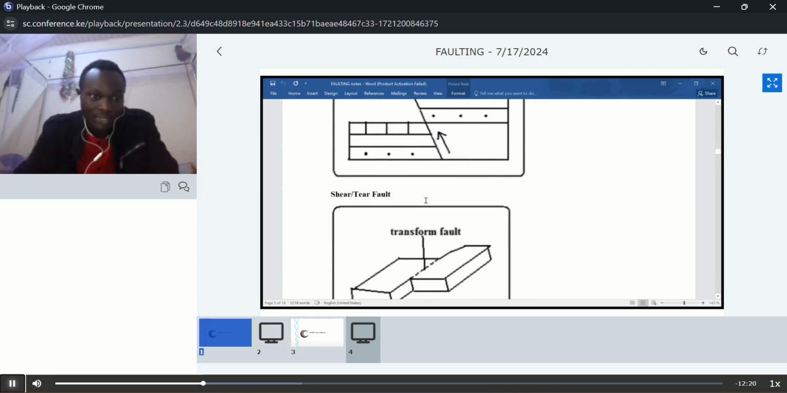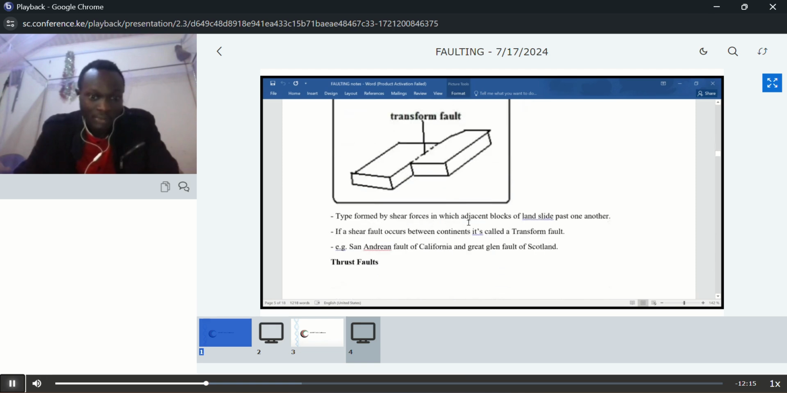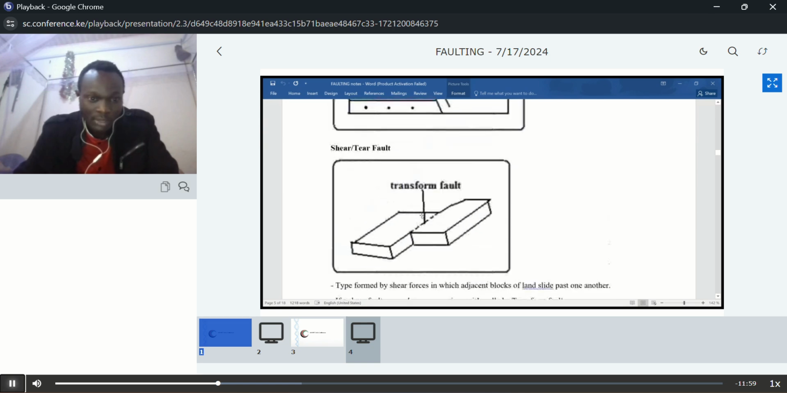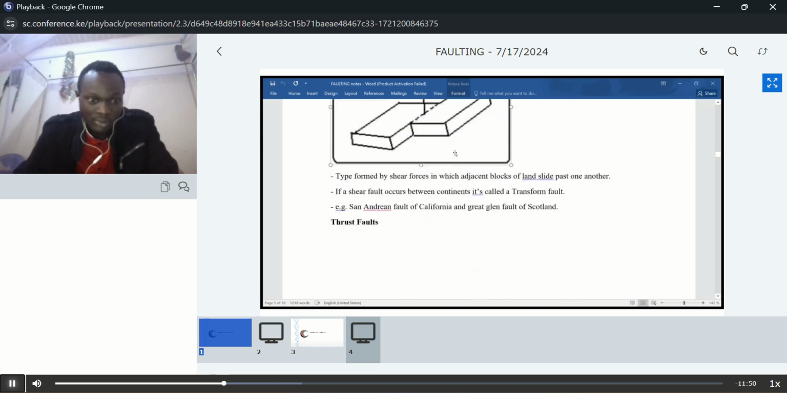Then we have the shear or tear fault. They are formed by shear forces in which adjacent blocks of land slide past one another. If a shear fault occurs between continents, it is called a transform fault. For example, the San Andreas Fault of California and the Great Glen Fault of Scotland. And these are the two rock masses sliding against each other and leading to formation of a transform fault.